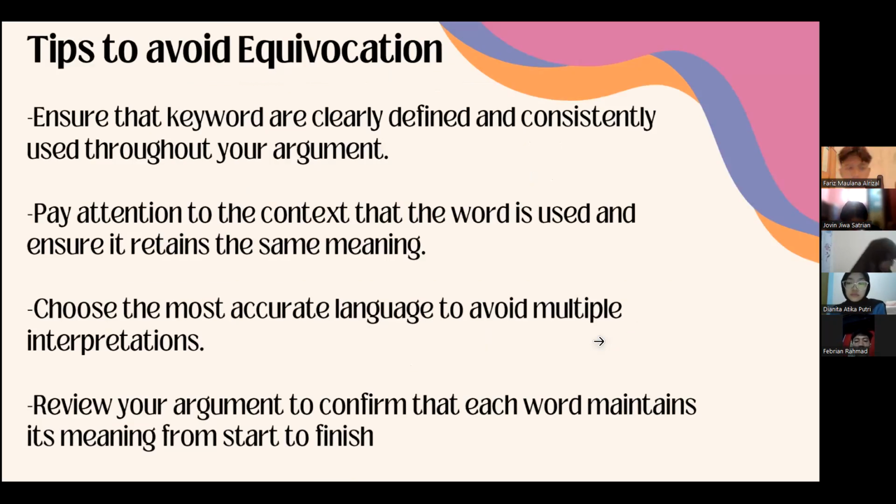So the last is tips to avoid equivocation. The first is ensure that keywords are clearly defined and consistently used throughout your argument. The second is pay attention to the context that the word is used and ensure it retains the same meaning. Next is choose the most accurate language to avoid multiple interpretations. And last, review your argument to confirm that each word maintains its meaning from start to finish.